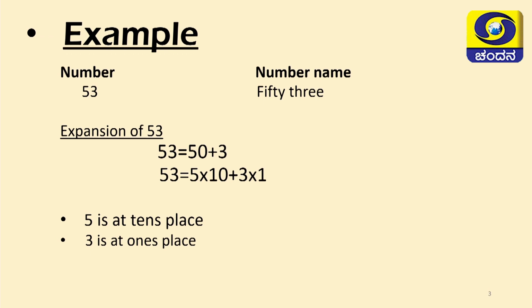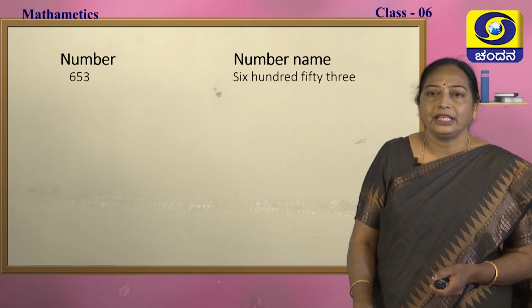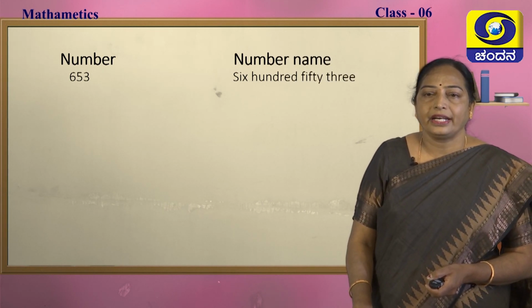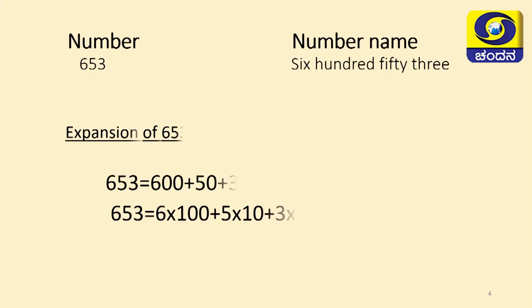Okay children, we go to the next example now. Another number, 653. Expansion of 653 is 600 plus 50 plus 3. 6 into 100 plus 5 into 10 plus 3 into 1.